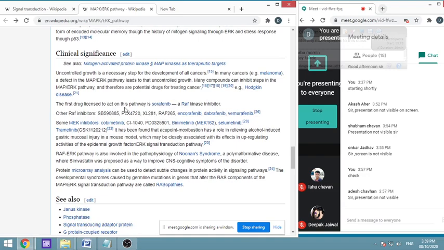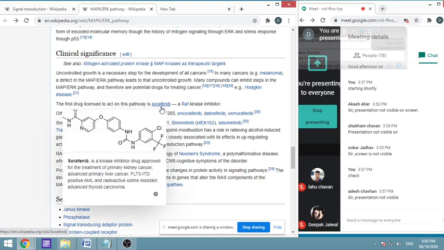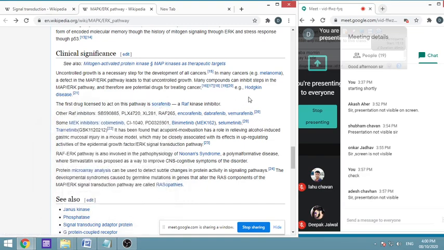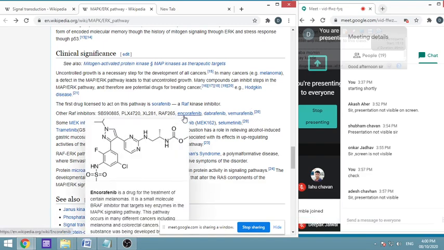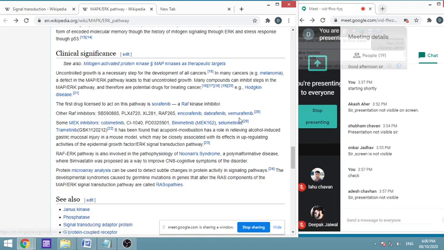The drug acting on this is sorafenib. It is a kinase inhibitor, that is MAPK kinase inhibitor, and it is a RAF kinase inhibitor. Then other drugs are there like encorafenib, dabrafenib, vemurafenib. You please make a list of this. We shall discuss this again at the time of anti-cancer drugs. And these are all anti-cancer drugs. They are acting on this mechanism.